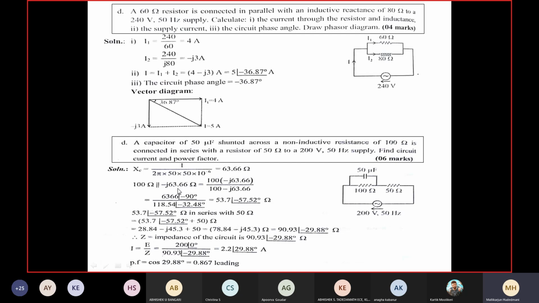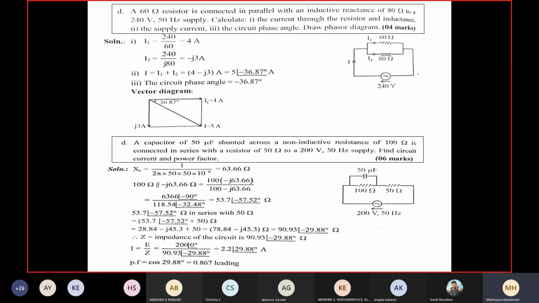This into this, divided by the sum of first and second. You can see here: 100 into minus j63.66, divided by the sum of these two. This is nothing but the parallel combination equivalent. That you add with the 50. Once I take this parallel combination, this is the answer. It is in series with what? The 50 ohm. You can see 57.7 angle minus 57.52, plus 50. It is in polar, and the 50 is only real.